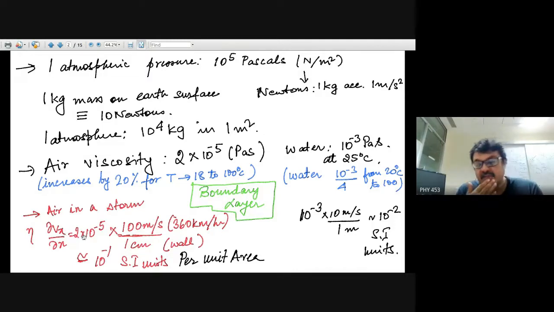Suppose you know the air viscosity is 2 into 10 to the power minus 5, and the air was moving at even 100 meters per second. Just to remind you, 10 meters per second is 36 kilometers per hour, so 100 meters per second is 360 kilometers per hour. That's a very strong storm, right? Now, suppose the air came to rest. The velocity was high close to the wall, and it came to rest over 1 centimeter, right? Even then, if you calculate 2 into 10 to the minus 5, with 1 centimeter being 10 to the power minus 2, the force which will contribute in the diagonal term over and above pressure is only 10 to the power minus 1 SI unit, 0.1 newton.